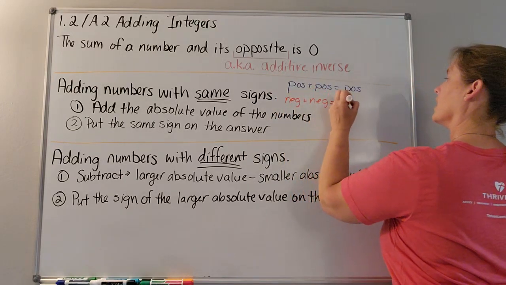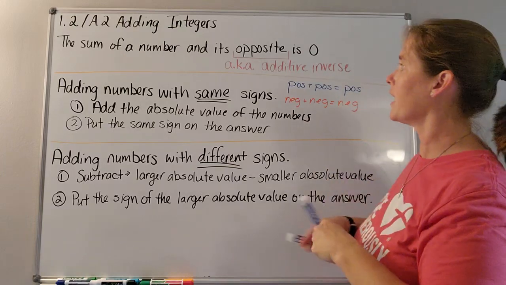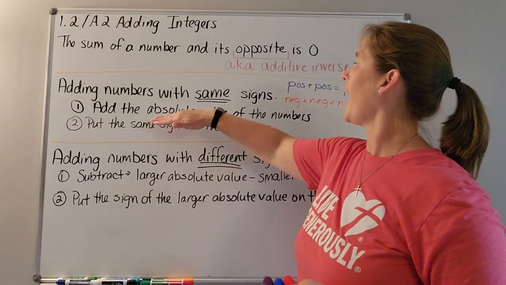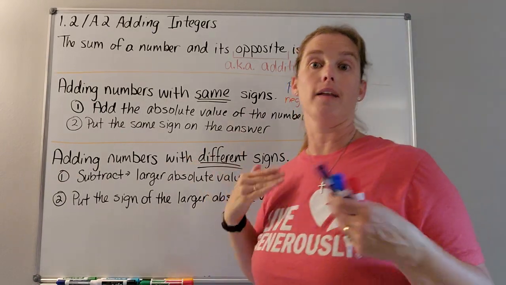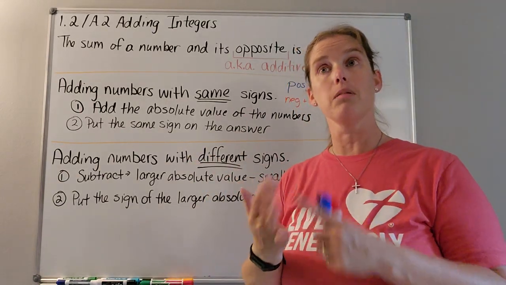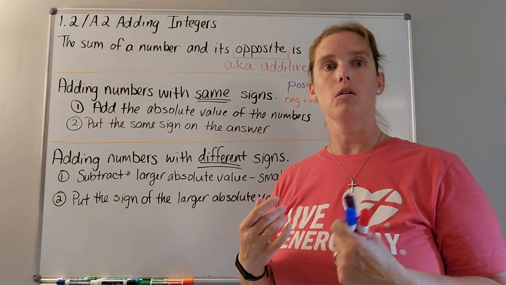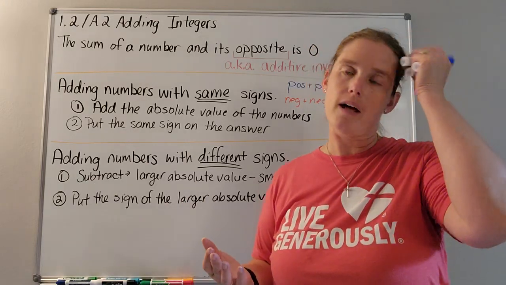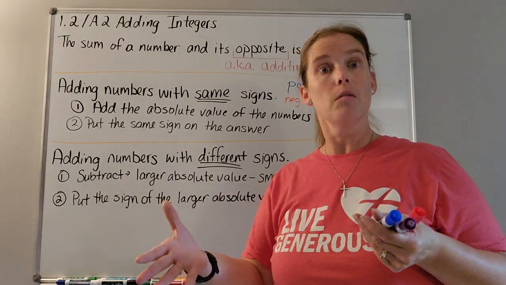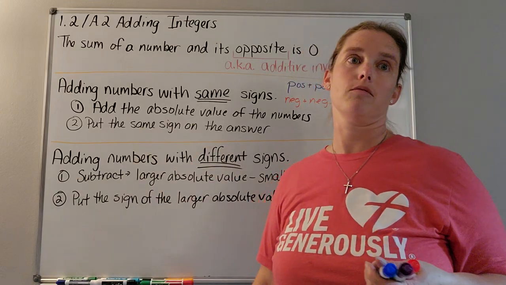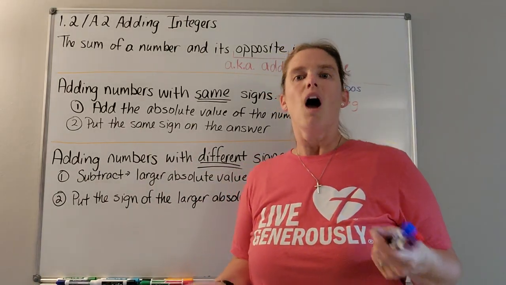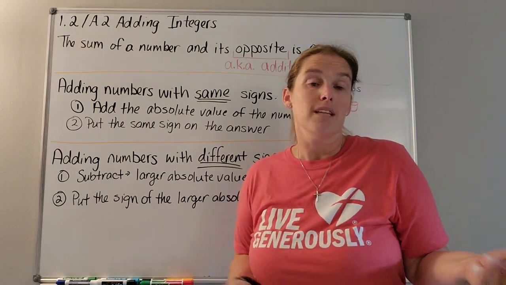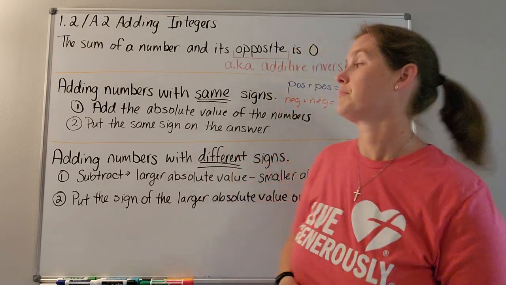equals a negative. So when we're adding numbers with the same signs, we add the absolute value of the numbers and then just put that same sign on the answer. So like -3 plus -12. Well, what's 3 plus 12? Those are its absolute values, right? That's 15, but they're both negative, so we make the answer -15. Or 6 plus 2. What's the absolute value of 6 and 2? Oh yeah, 6 and 2. 6 plus 2 is 8. They were positive. It stays positive.